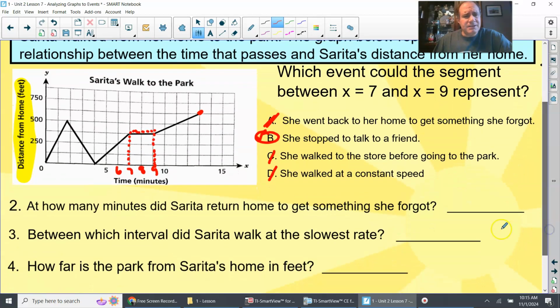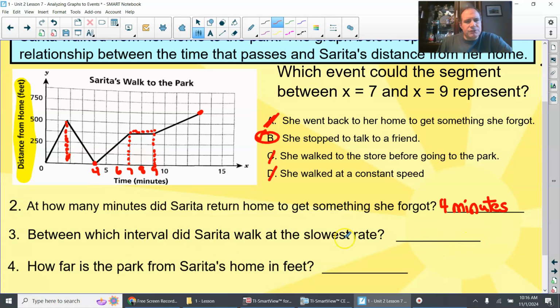How many minutes did Sarita take to return home after forgetting something? So we're going to talk about this right here. At how many minutes did she return home? She did return home right here. So we're going to say 4 minutes. She turned around at that time. It's a weird question, but at 4 minutes, she actually returned home.